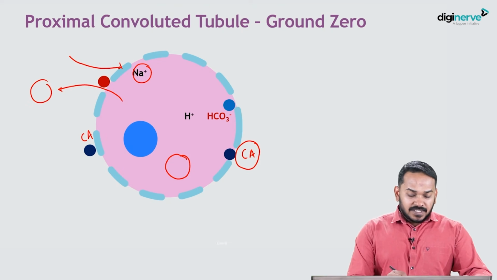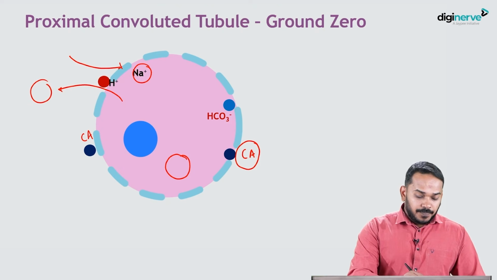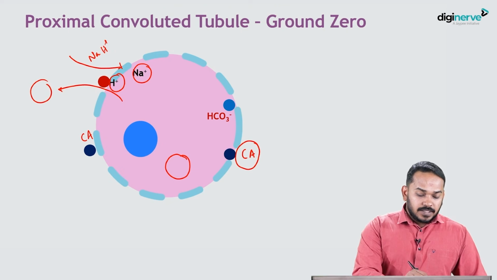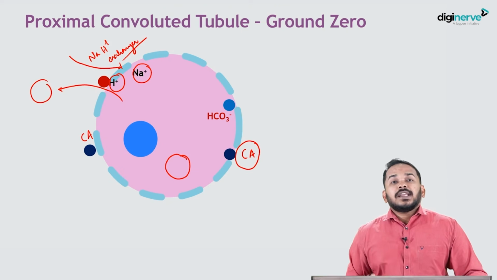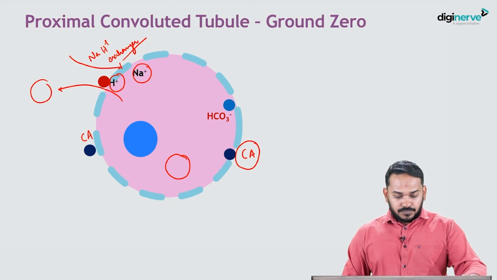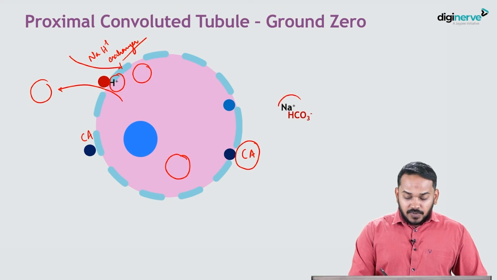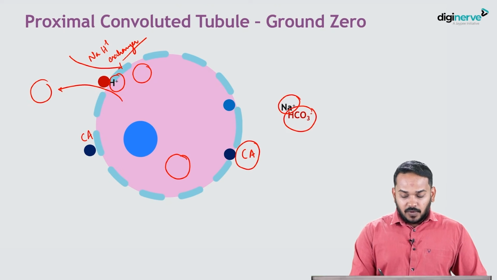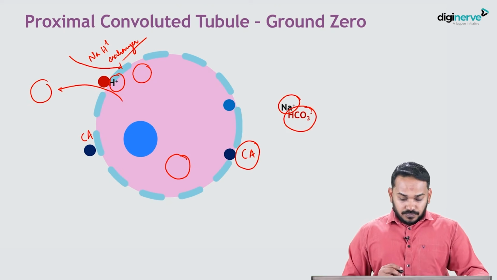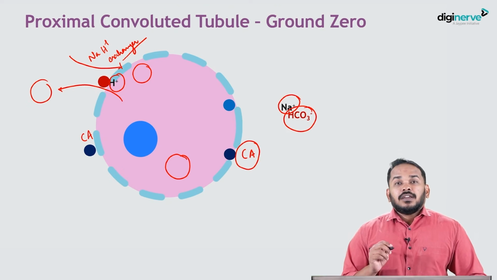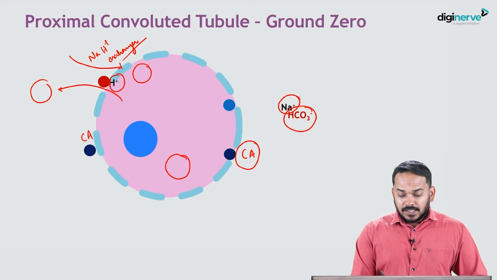So these H plus ions will be used for this sodium hydrogen exchanger for reabsorption of sodium. The bicarbonate ions will be reabsorbed along with sodium ions. So in effect, due to this process, there is reabsorption of sodium and bicarbonate.